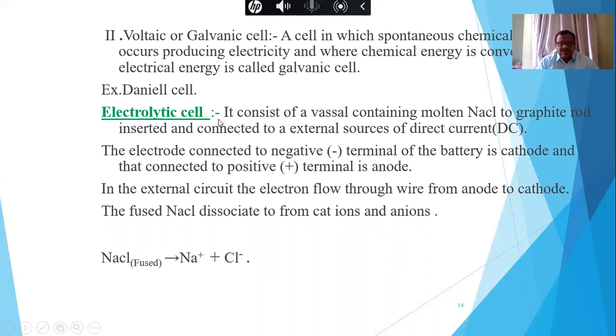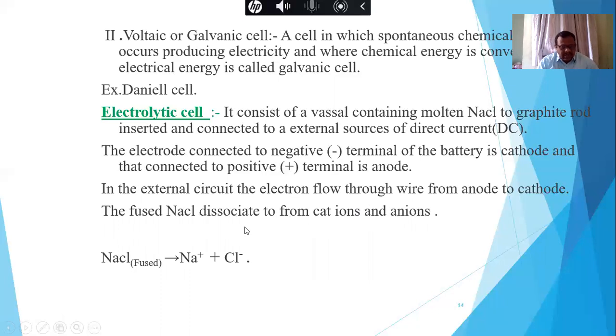Now, let us try to discuss in detail what is an electrolytic cell. This electrolytic cell consists of a vessel containing molten NaCl. Two graphite rods are inserted and connected to an external source of direct current. The electrode connected to the negative terminal of the battery is the cathode, and that connected to the positive terminal of the battery is called the anode. In the external circuit, the electrons flow through the wire from anode to cathode.